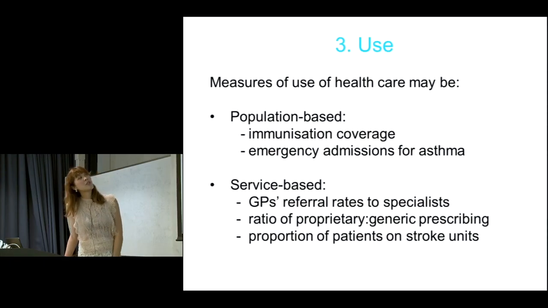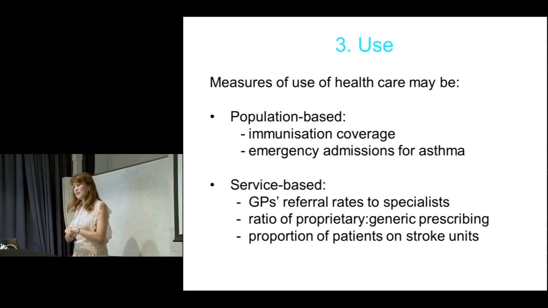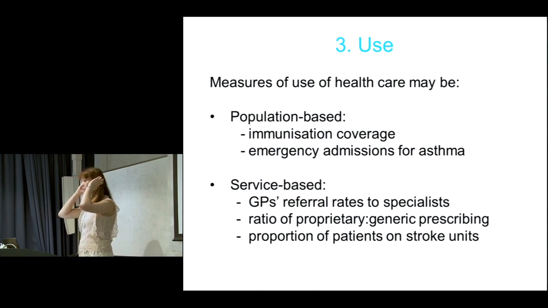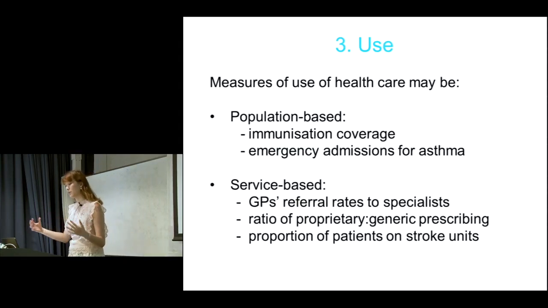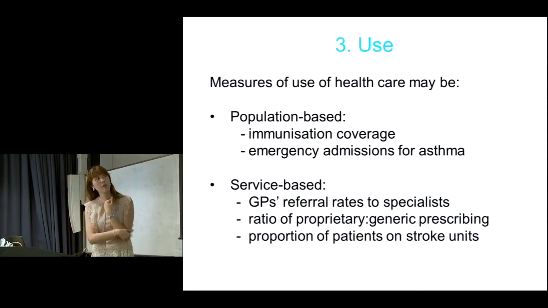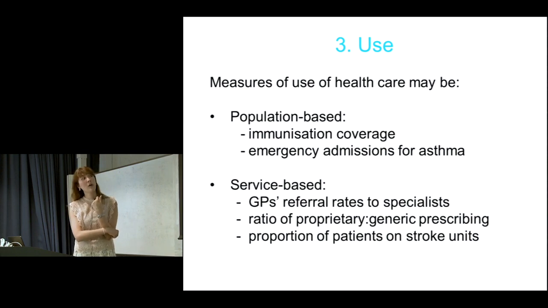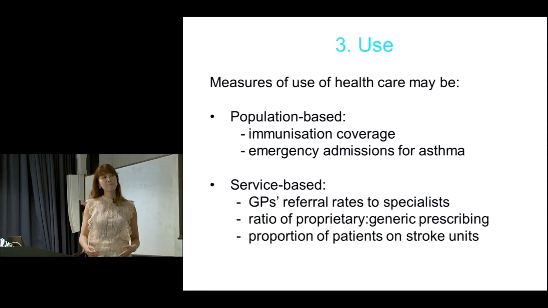So thirdly, use. Now, we can look at use in different ways, from different perspectives. Mainly, the measures of use are from two different perspectives, different ways of accounting for where the data comes from. Firstly, is population-based, where the individual population is counted. For example, we can have immunization coverages, emergency admissions for asthma, we count the number of people, that's population-based.